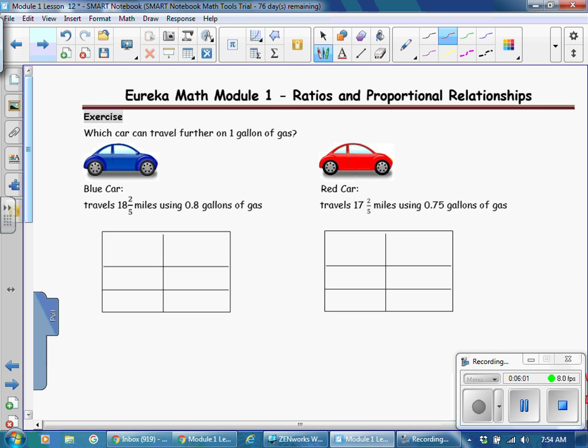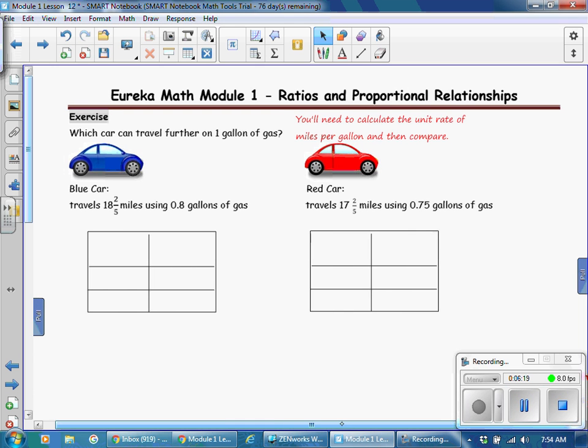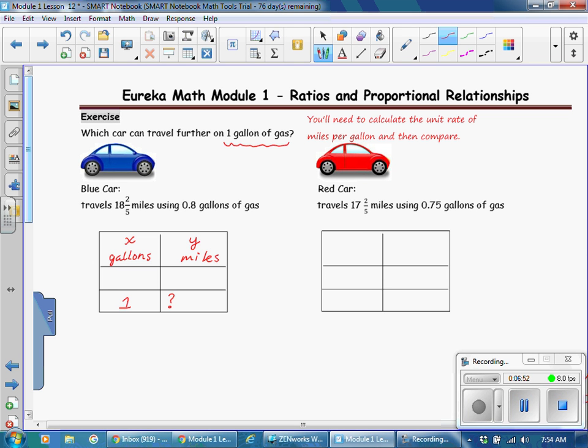In this next exercise, the question says, which car can travel further on 1 gallon of gas? So what we want to do is calculate the unit rate of miles per gallon and then compare. So we know that the blue car travels 18 2/5 miles using 0.8 gallons of gas. And we know that we want to know the unit rate for 1 gallon of gas. Remember that what you want one of is your X value, and then that will be per your Y value. So gallons is your independent variable, miles is your dependent variable. And we want to figure out on 1 gallon of gas how many miles we can travel.